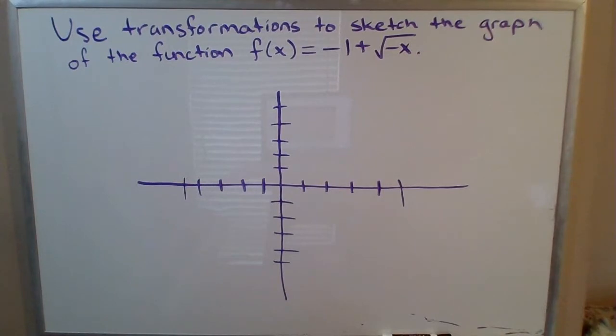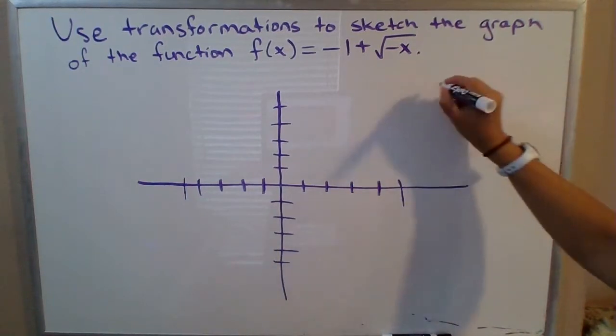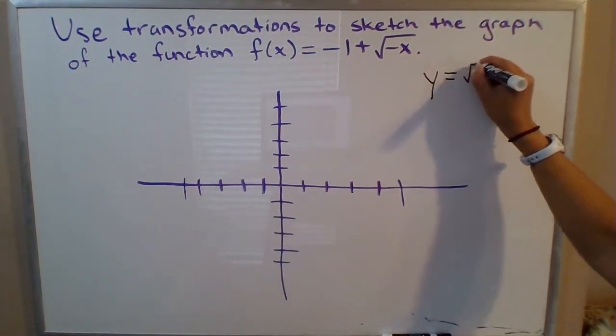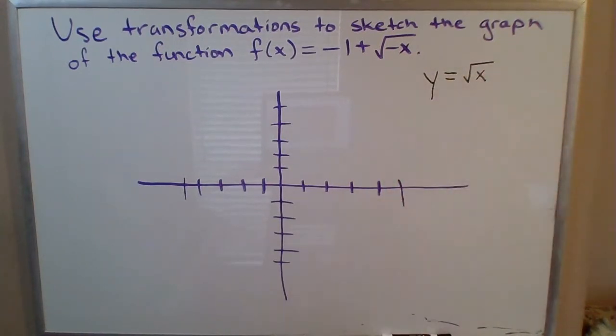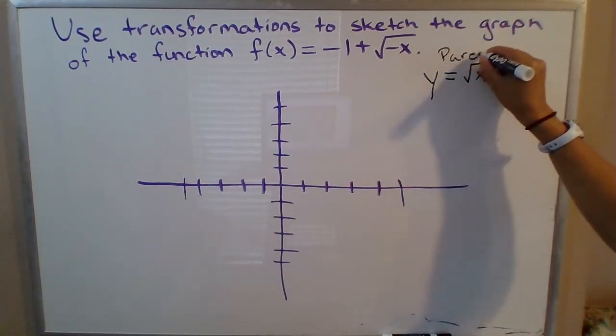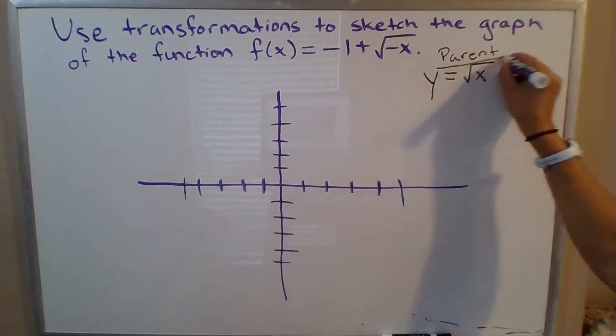So here we're asked to use transformations to sketch the graph of the function f of x equals -1 plus the square root of -x. If we're using transformations to sketch the graph, then the idea is to first draw the parent graph. So it's helpful to memorize the graphs of some basic functions, one of which is y equals the square root of x.